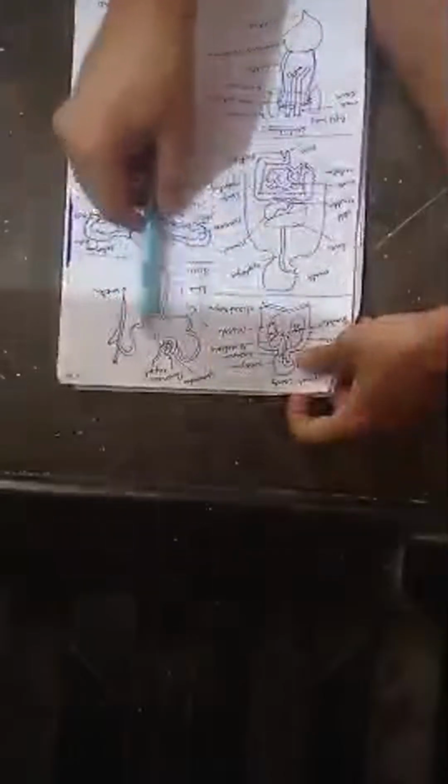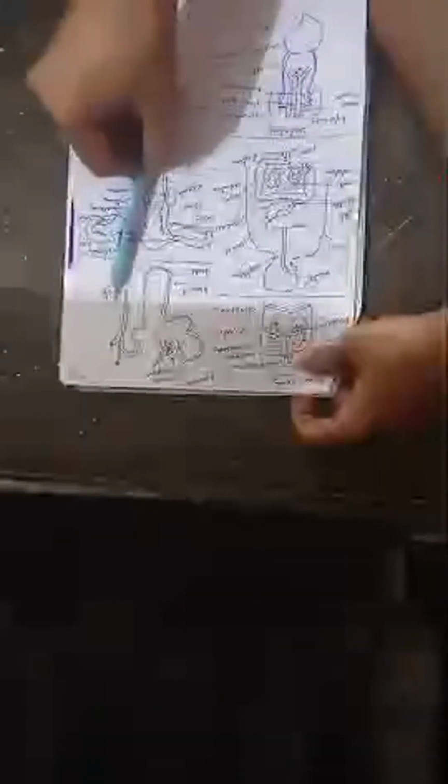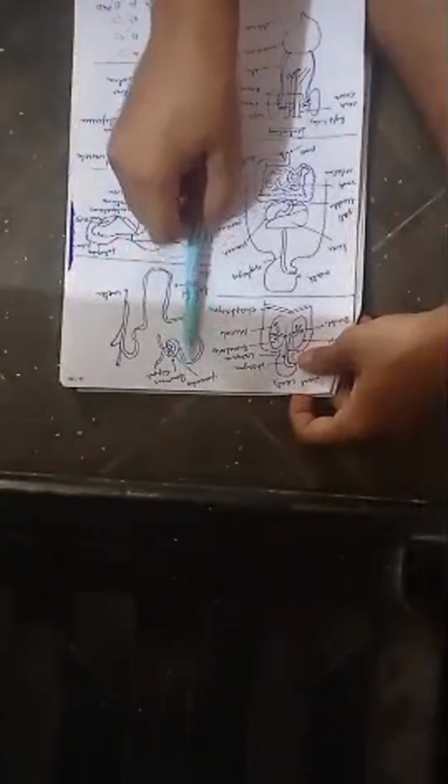This is the kidney excretory system. So, right kidney, vena cava, left kidney, renal artery, renal vein, and ureter, and urinary bladder, and urethra. This is the nephron. So, ureter, then loop of Henle, then glomerulus, and Bowman's capsule.